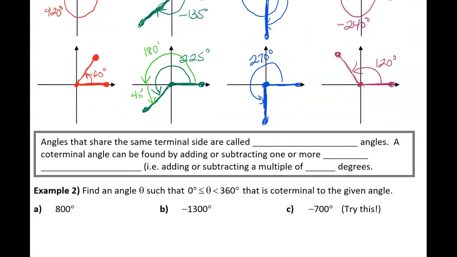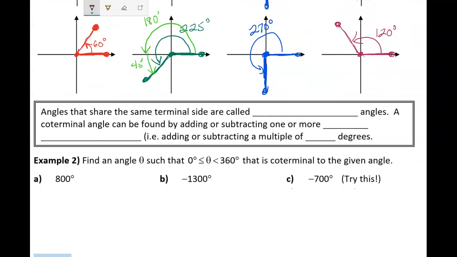That brings us to a definition. What we've been talking about, but haven't said exactly, is that angles that share a terminal side are called coterminal angles. They terminate in the same place. A coterminal angle can be found by adding or subtracting one or more full rotations, because a full rotation gets us back to where we started. That is, adding or subtracting any multiple of 360 degrees.